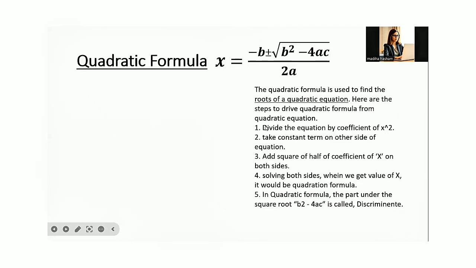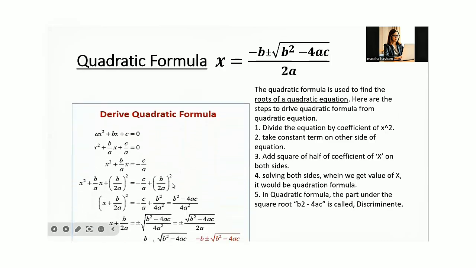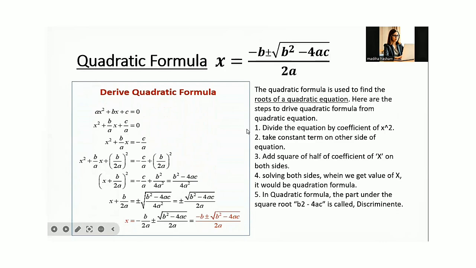Here are the steps to derive the quadratic formula from the quadratic equation. Okay, first of all, divide the equation by the coefficient of x squared. Let me show the whole derivation. Here, the coefficient of x squared is a, so we divide b by a, and again c by a.